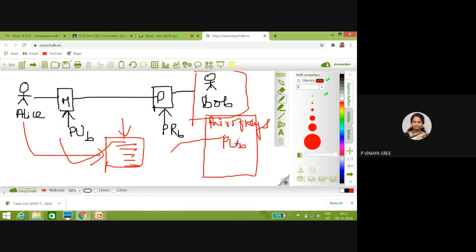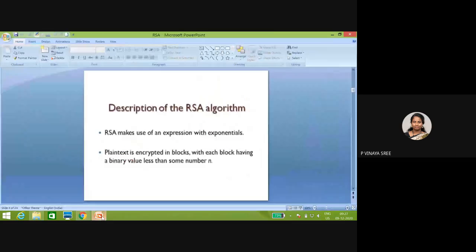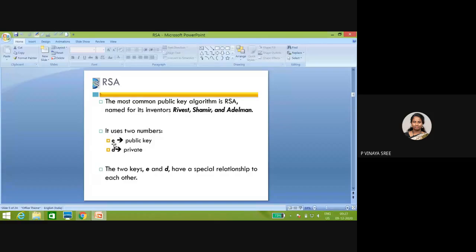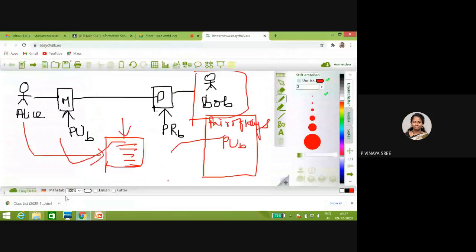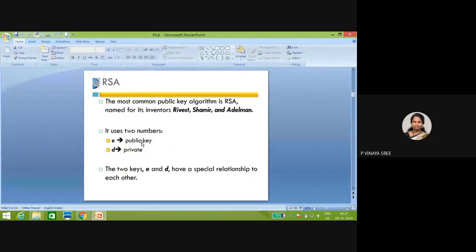Only Bob must know the private key, whereas the public key has to be shared so that Alice will use it for encryption, and for decryption Bob will use his own private key. This is the process. Here E is used for the public key. Consider Bob a receiver: Bob has to share this public key so that Alice can use it for encryption. Along with E, Bob will also share N. So what is this N?